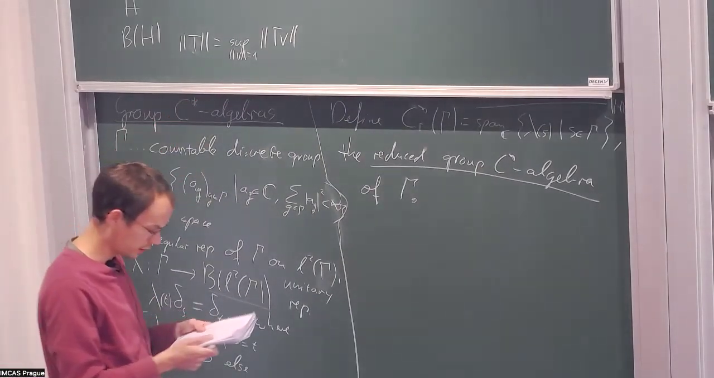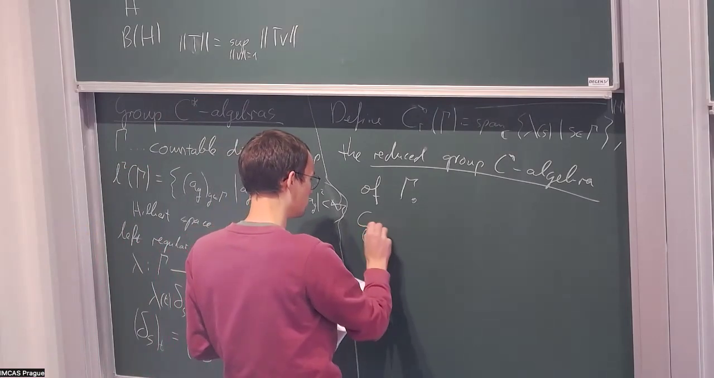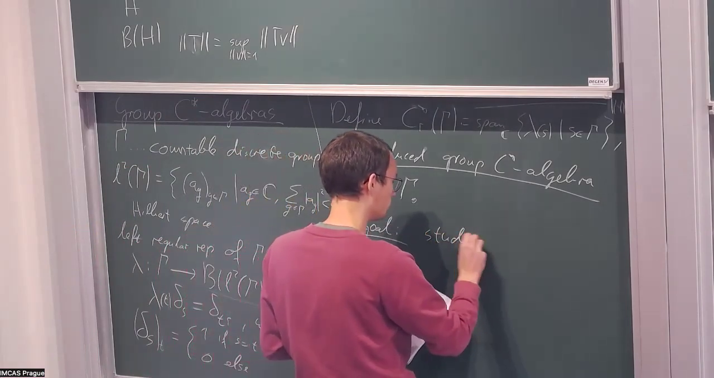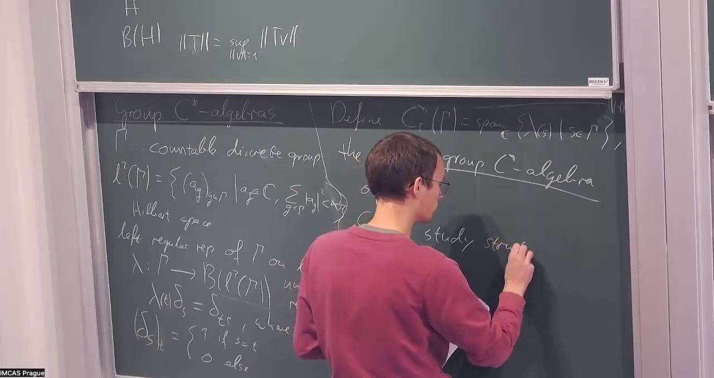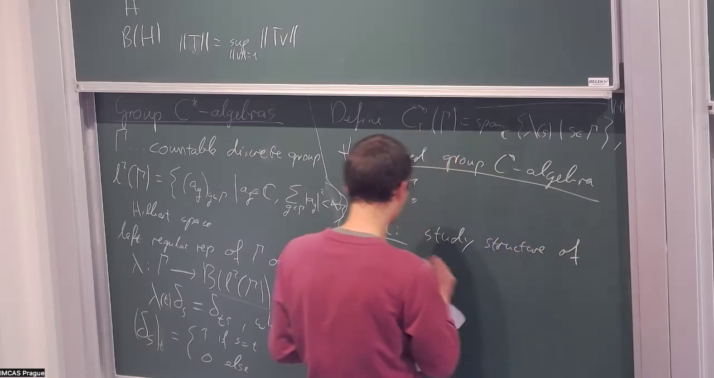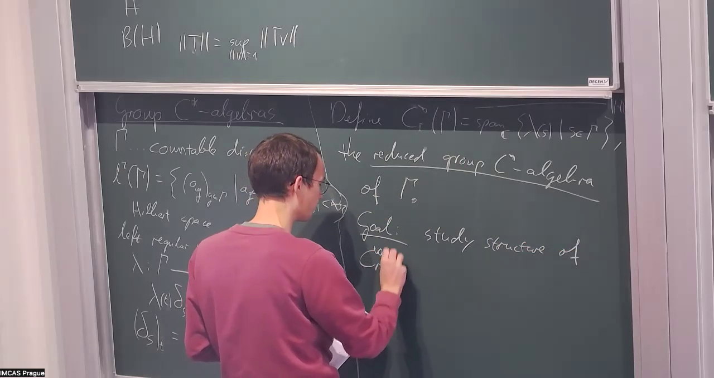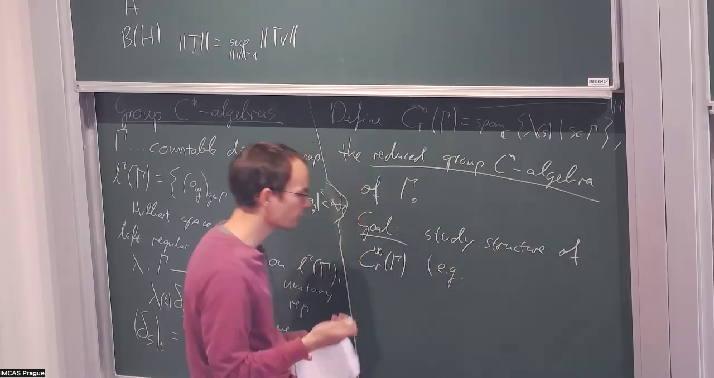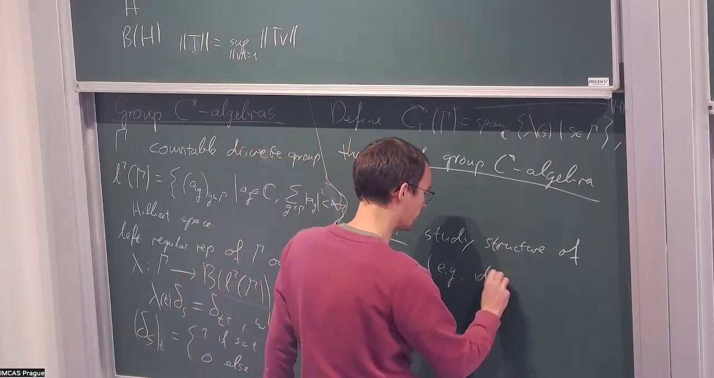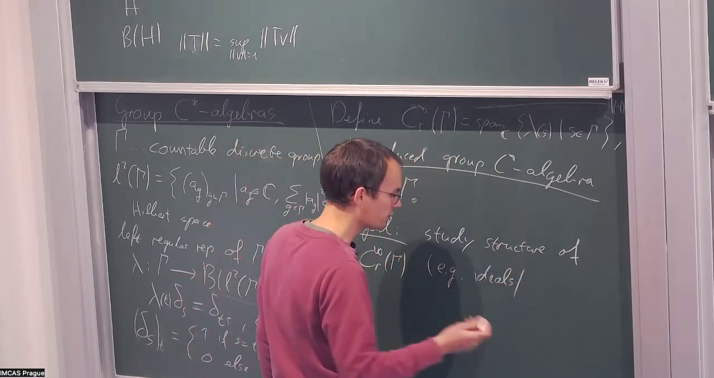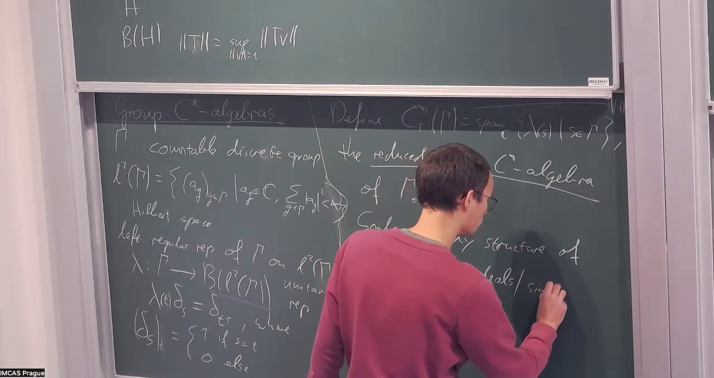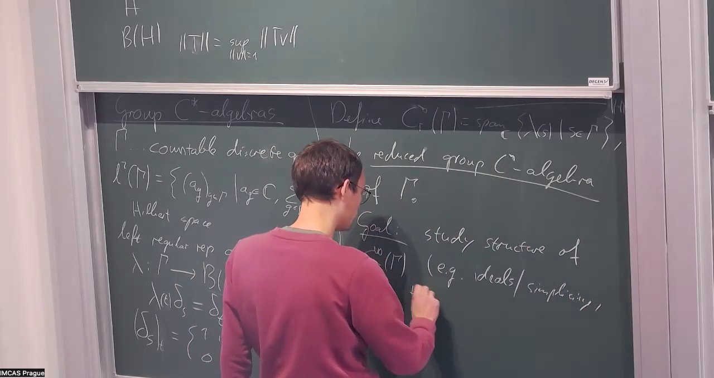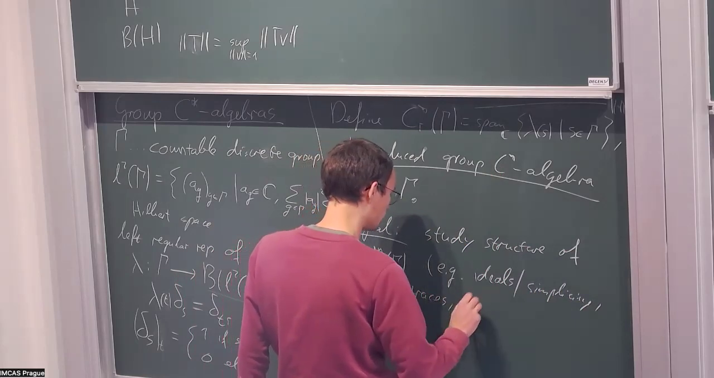And now the goal is to study the structure of this reduced group C-star algebra. And so, for example, what could you be interested in? You could be interested in ideals, or maybe the absence of ideals, so simplicity, or traces, or K-theory.